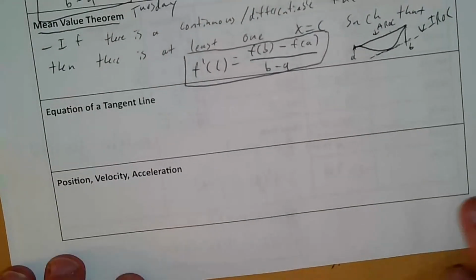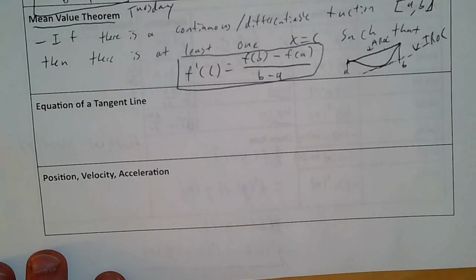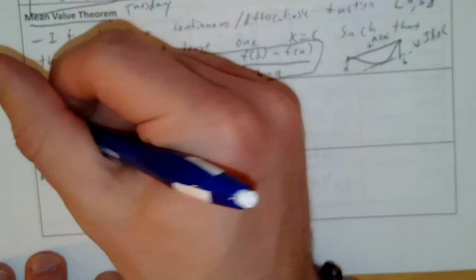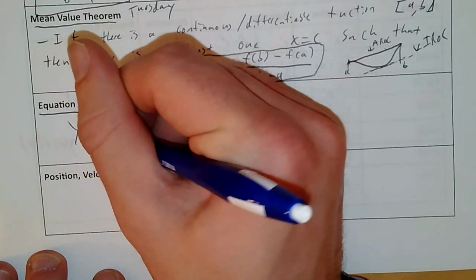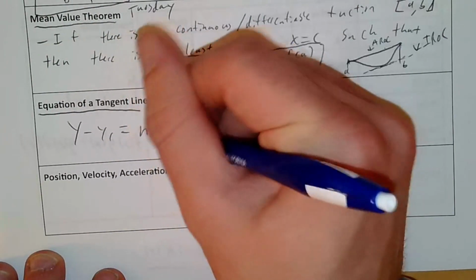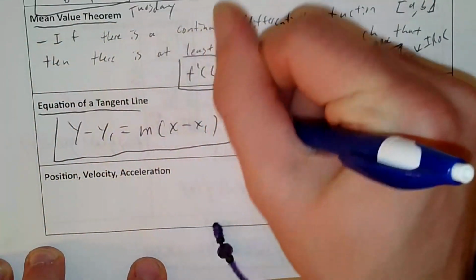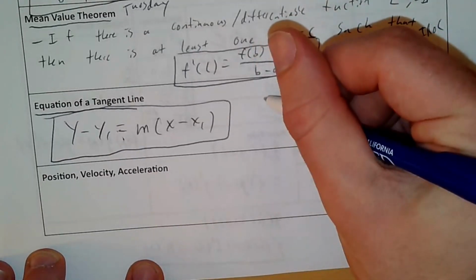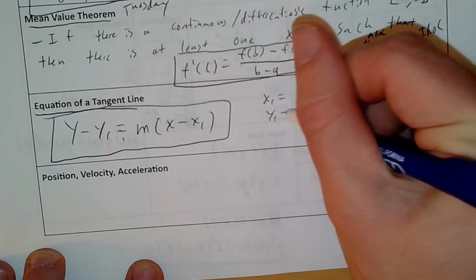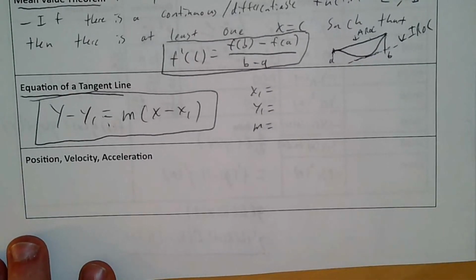Equation of a tangent line. This is just a refresher about this specific equation that you need to know. This is all over the AP test, the equation of a tangent line. It is y minus y1 equals m times (x minus x1). This is all over the AP test. You just need to know this formula. When you see, find the equation of the tangent line, write down this formula. And then you're identifying what is your x1, what is your y1, what is your m. That's it.